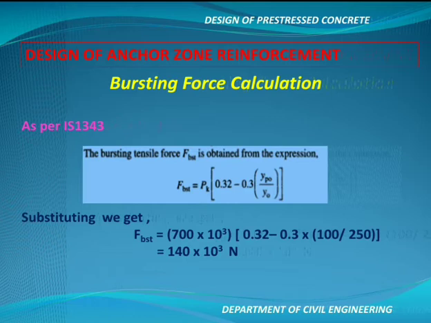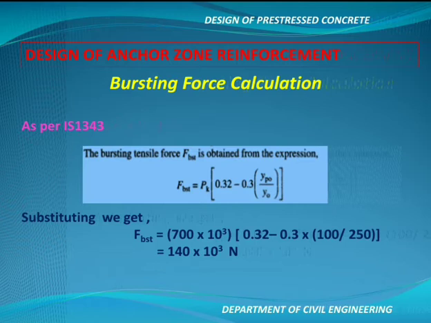The bursting tensile force F BST is obtained from the expression F BST is equal to P k into bracket 0.32 minus 0.3 multiplied by yp naught upon y naught. Substituting all these values, the prestressing force is 700 kilonewton, yp naught is 100, y naught is 250. We get the bursting force as 140 kilonewton. So this is the force for which we have to design the anchor zone reinforcement.